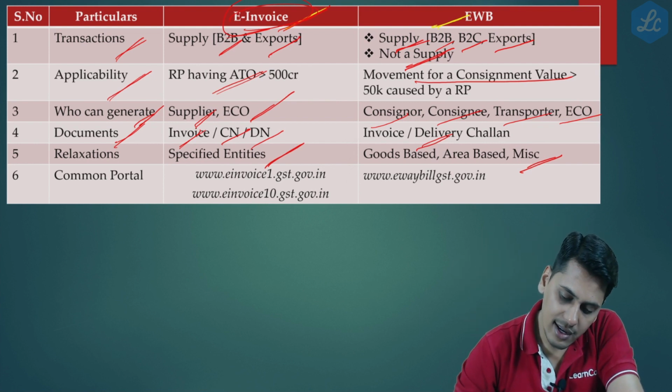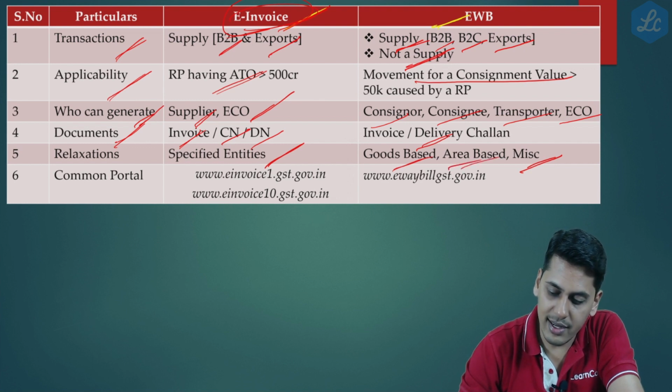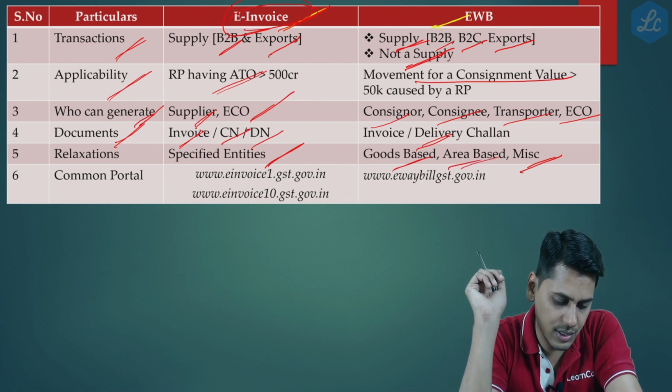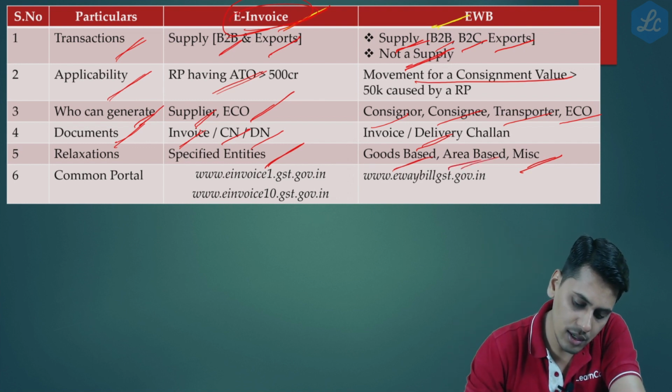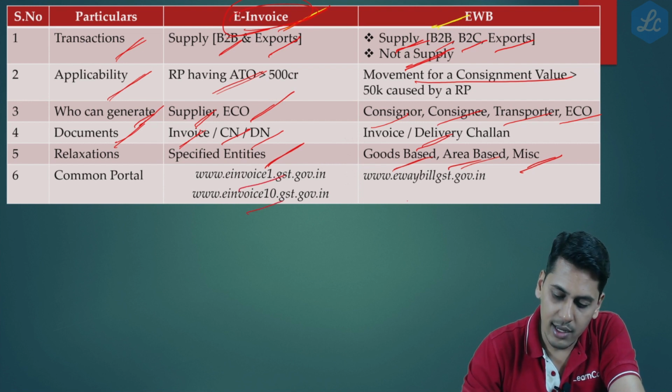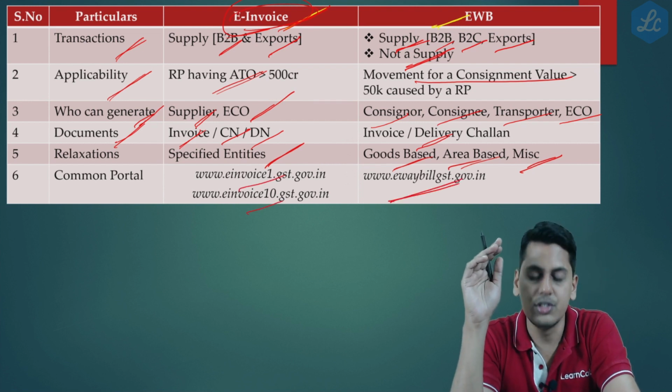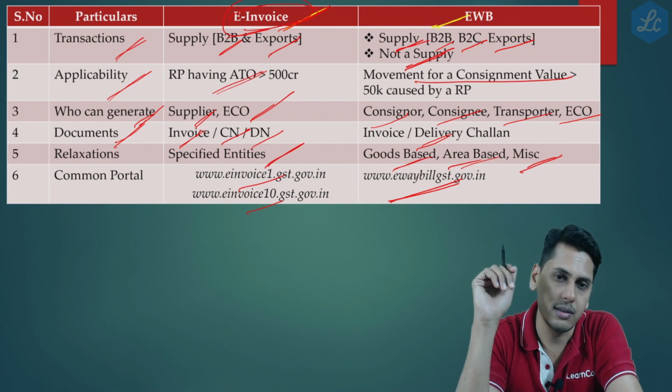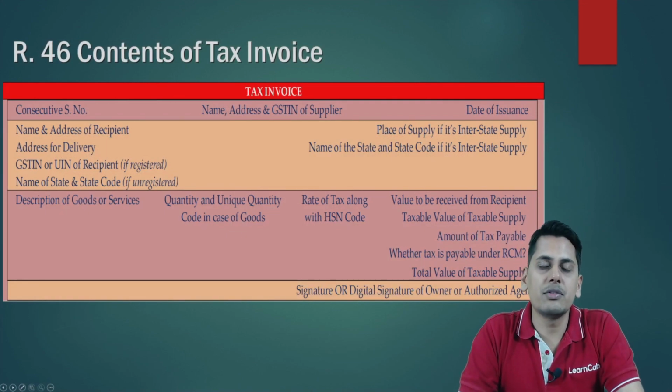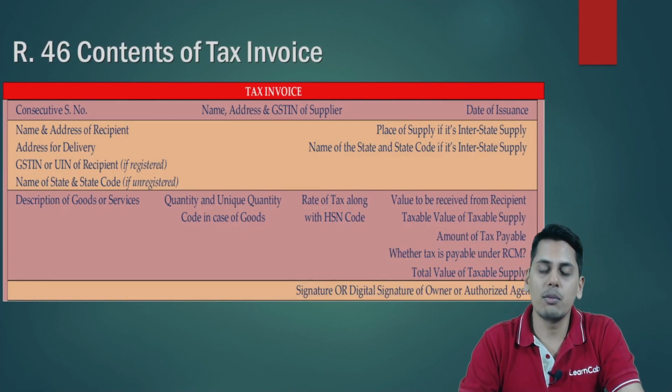So e-way bill, are there any relaxation? Yes, you have goods based relaxation, area based relaxation and miscellaneous relaxations which are available. What's the common portal? You have e-invoice 1 to e-invoice 10. Here the common portal is e-waybill.gst.gov.in. Friends, we are discussing the amendments with regard to contents of tax invoice rule number 46.